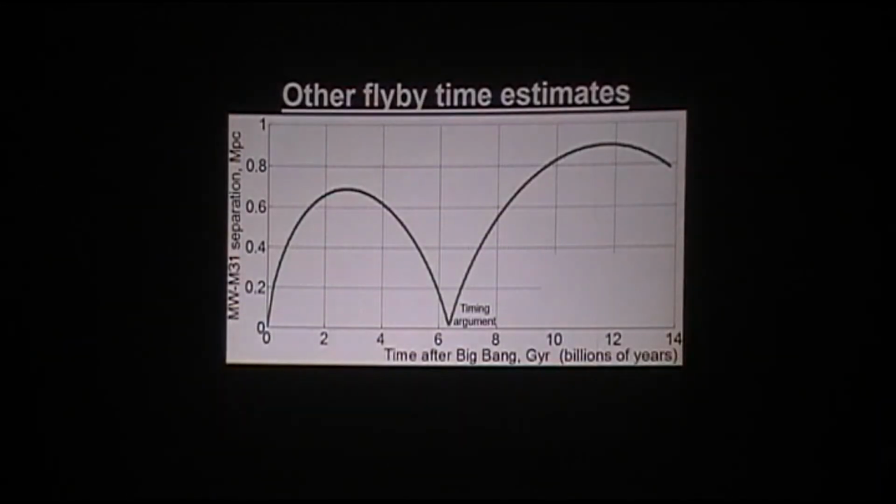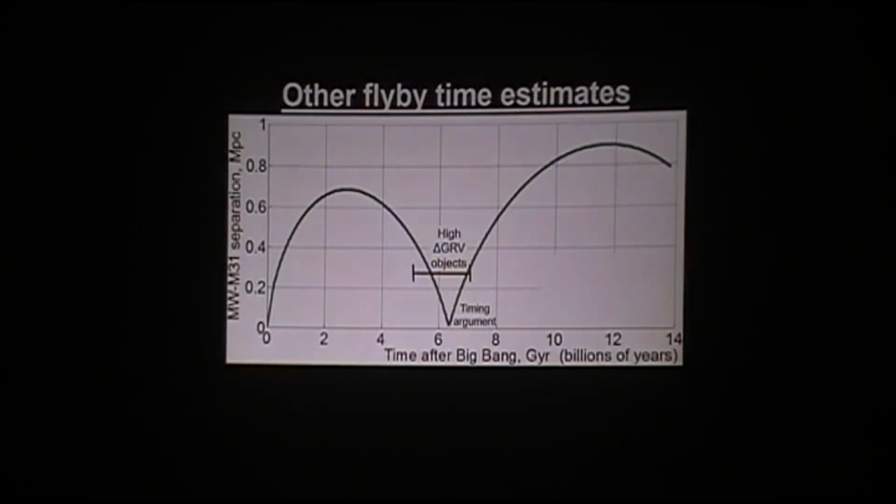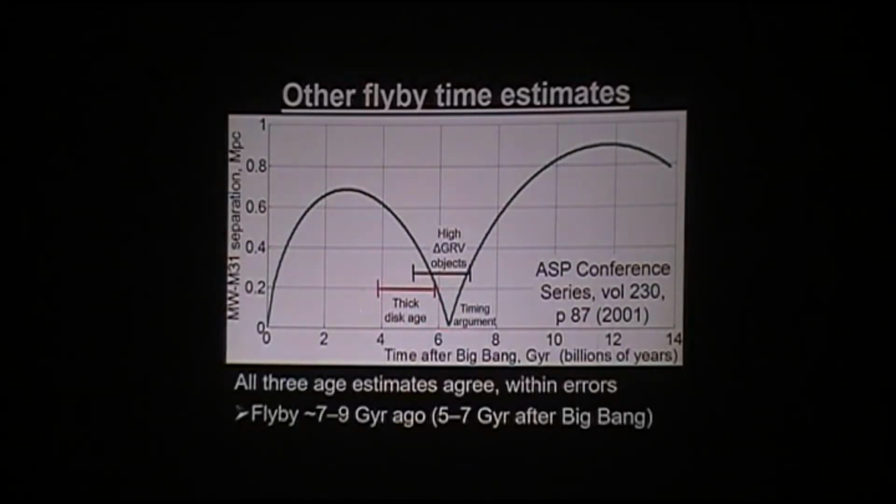So if I just try and tie things together, we had the timing argument estimate of when the Milky Way and Andromeda should have flown past in MOND, and then based on the high velocity galaxies in the Local Group, trying to track them back in time, like rewind them, you have an estimate around there. And then if you look at the thick disk, which obviously are quite separate considerations, right? They all seem to suggest the same kind of thing, that there was a major event in the Milky Way or in the Local Group around this kind of time.